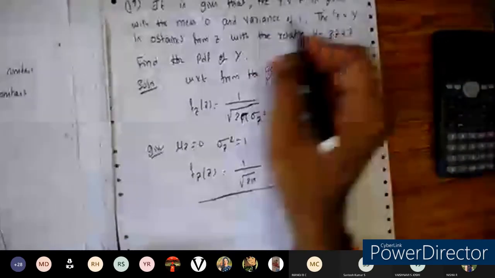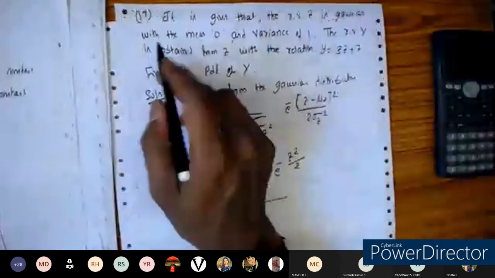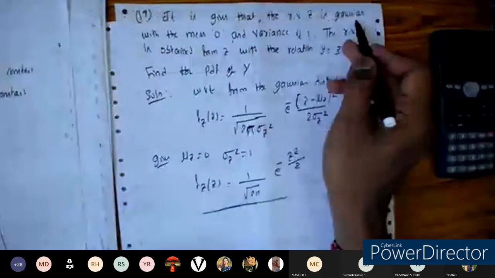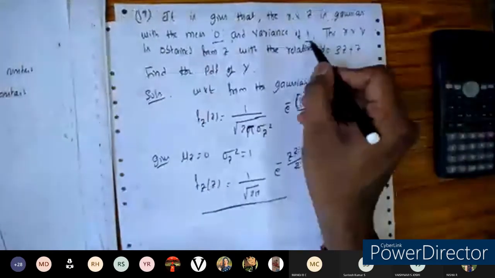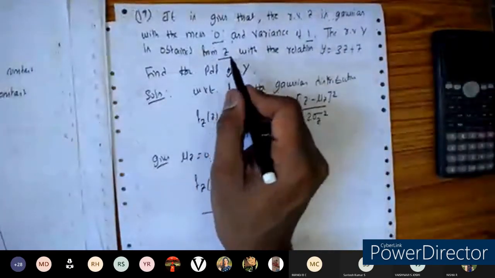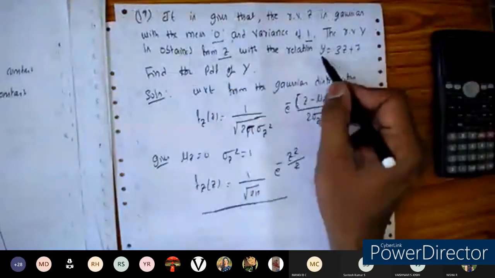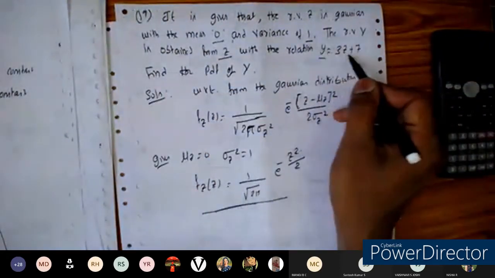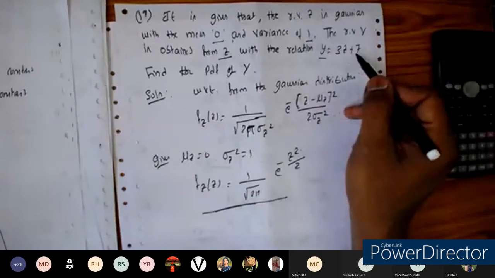So here we need to find out the... I'll repeat the problem. It is given that the random variable is a Gaussian random variable. The mean and the variance are given here. We need to obtain the PDF of the Gaussian random variable z, and also for the new random variable y, we need to find its PDF.